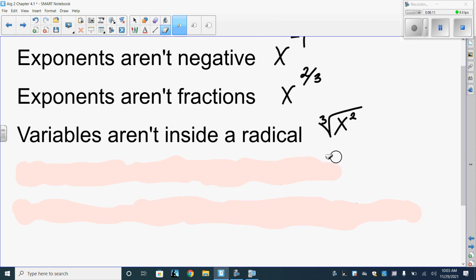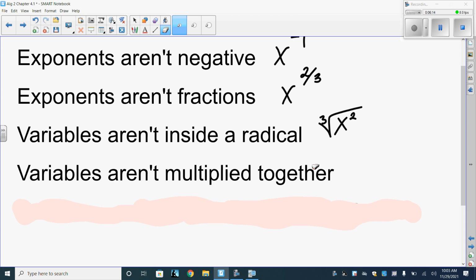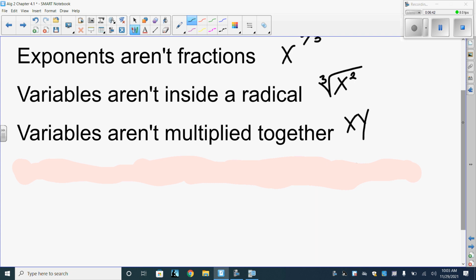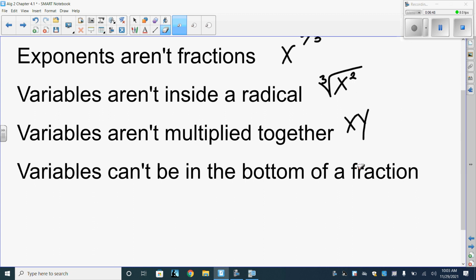We got two more. Variables are not multiplied together. We cannot have variables multiplied together. An example of this here would be x times y. And the last one, variables cannot be in the bottom of a fraction.